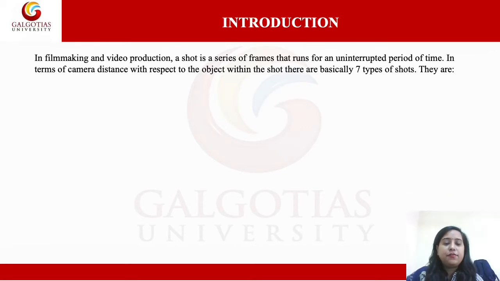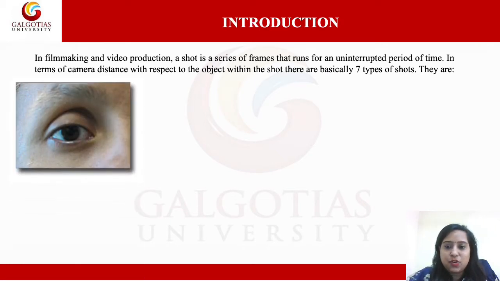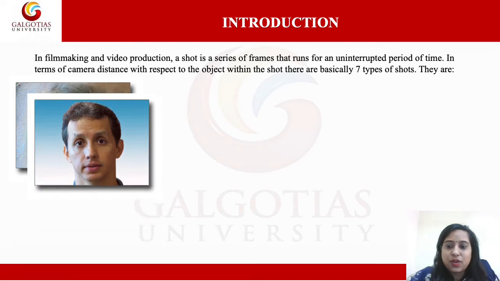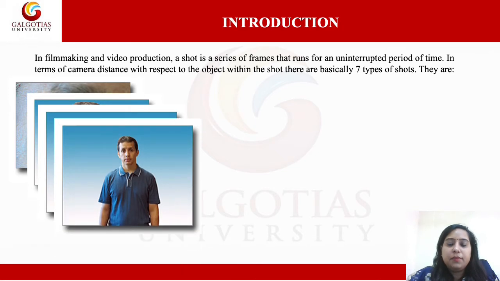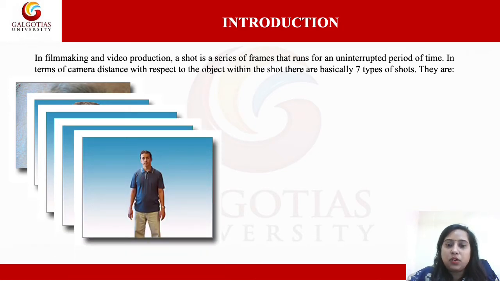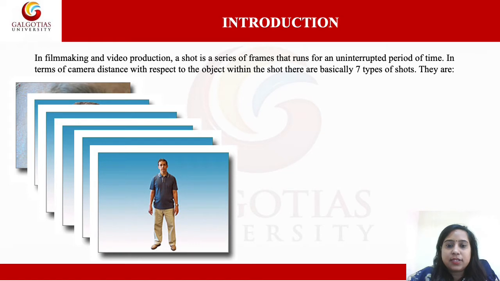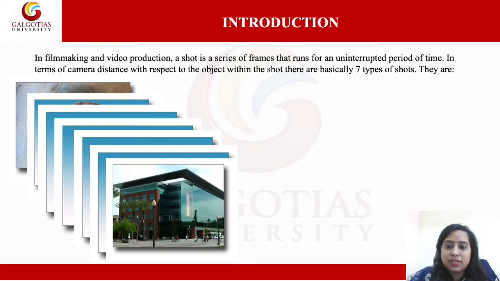In filmmaking and video production, a shot is a series of frames that runs for an uninterrupted period of time. In terms of camera distance with respect to the object within the shot, there are basically 7 types of shots, and they are extreme close-up shot, close-up shot, medium close-up, medium shot, medium long shot, and extreme long shot or distance shot. So let's talk about all of them one by one.